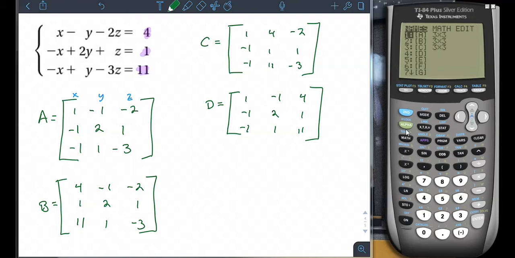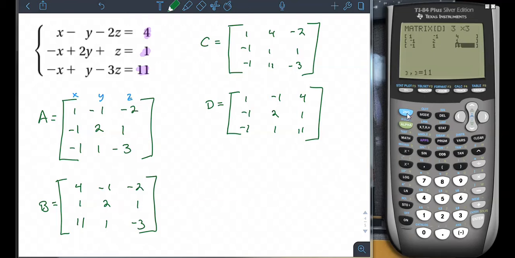So again, second matrix to the right, and I'm going to press 4. It's a 3 by 3. So I'm going to write that one: 1, negative 1, 4, negative 1, 2, 1, negative 1, 1, and 11.